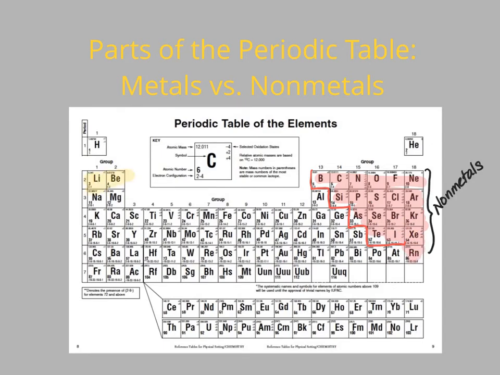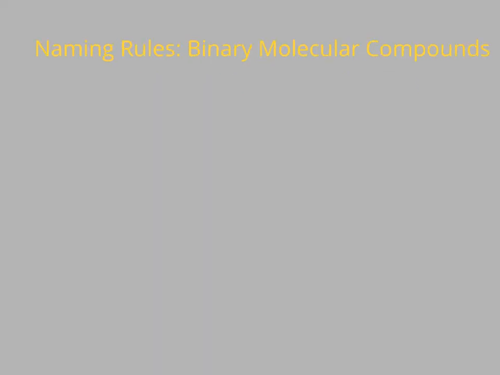And everything else to the left and below are your metal elements. So non-metals to the right, metals to the left. In order to keep everybody on the same page, regardless of where they are studying or practicing chemistry, we have rules about what to call chemical compounds.